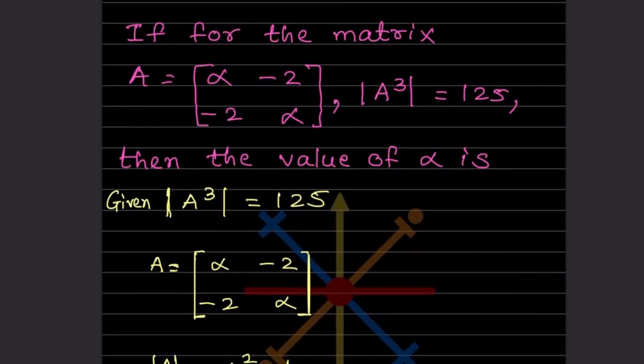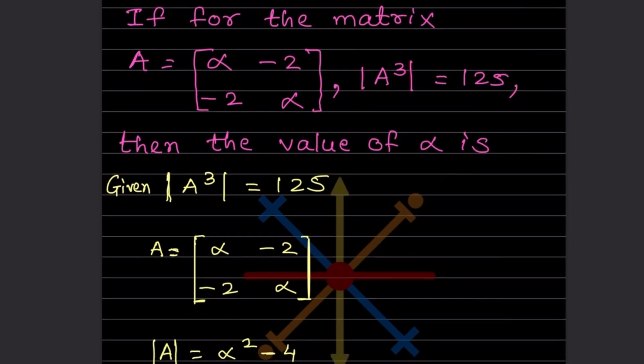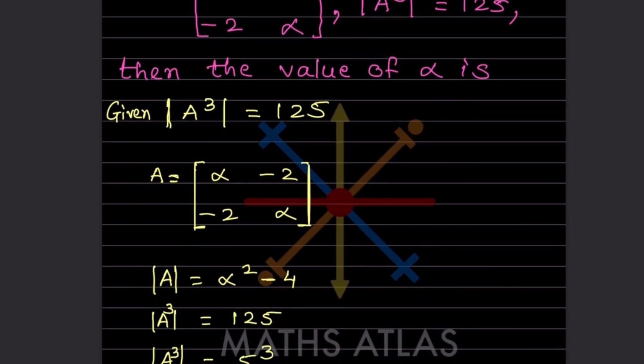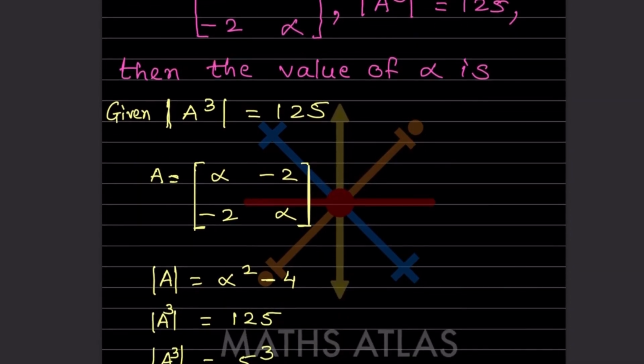Now, if for the matrix A with entries alpha, minus 2 and alpha, the determinant of A cube is 125, then what is the value of alpha? So what is given over here? The determinant of A cube is 125. So let us write the given things first. Now look at here. When we write the determinant of A, you are going to cross multiply.